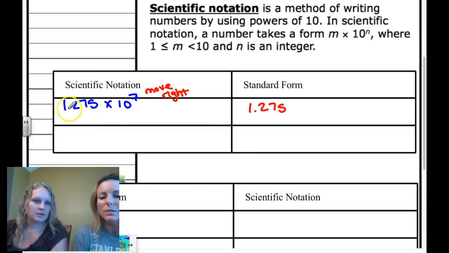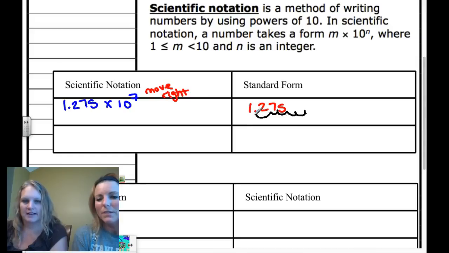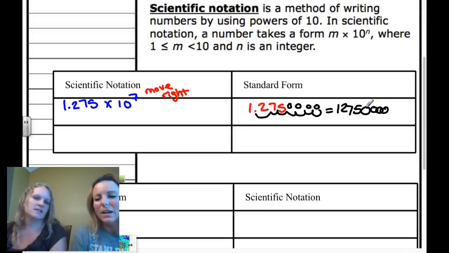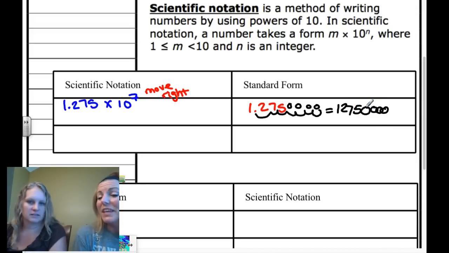So we start where we're at, and we go 7 places: 1, 2, 3, 4, 5, 6, 7. Notice how I left humps, because what are we going to add now? Zeros. Everywhere there's a hump, you add a 0. So that's telling me that the decimal moved, so I have to write 1, 2, 7, 5 with 4 zeros. And where is the decimal if we moved it? At the end of the number.